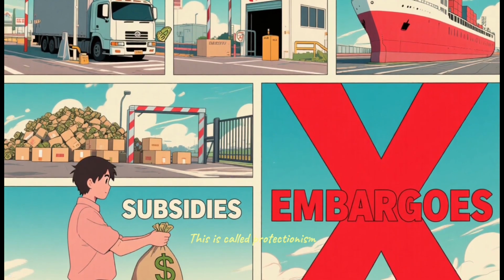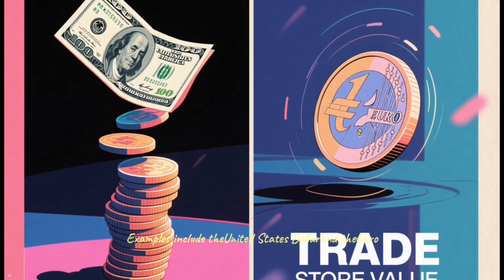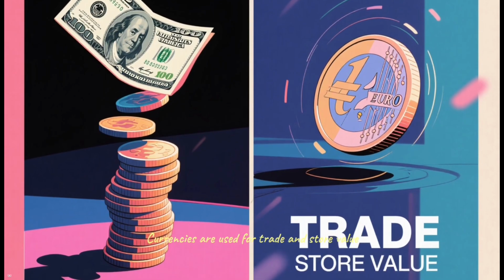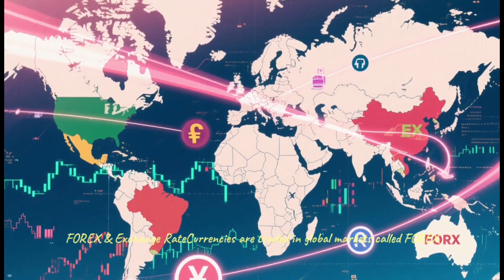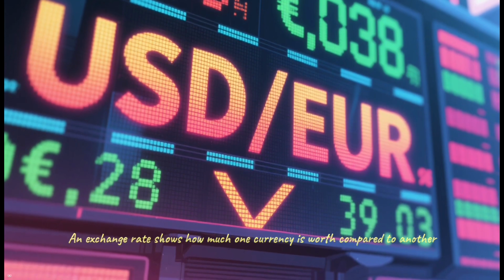This is called protectionism. Currency: every country has its own currency. Examples include the United States dollar and euro. Currencies are used for trade and store value. Forex and exchange rate: currencies are traded in global markets called forex. An exchange rate shows how much one currency is worth compared to another.